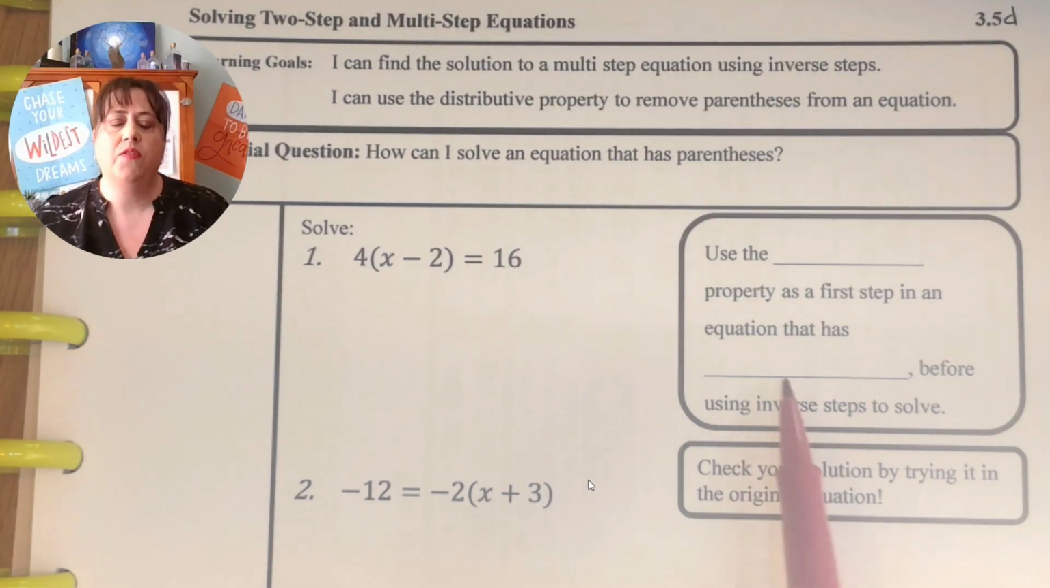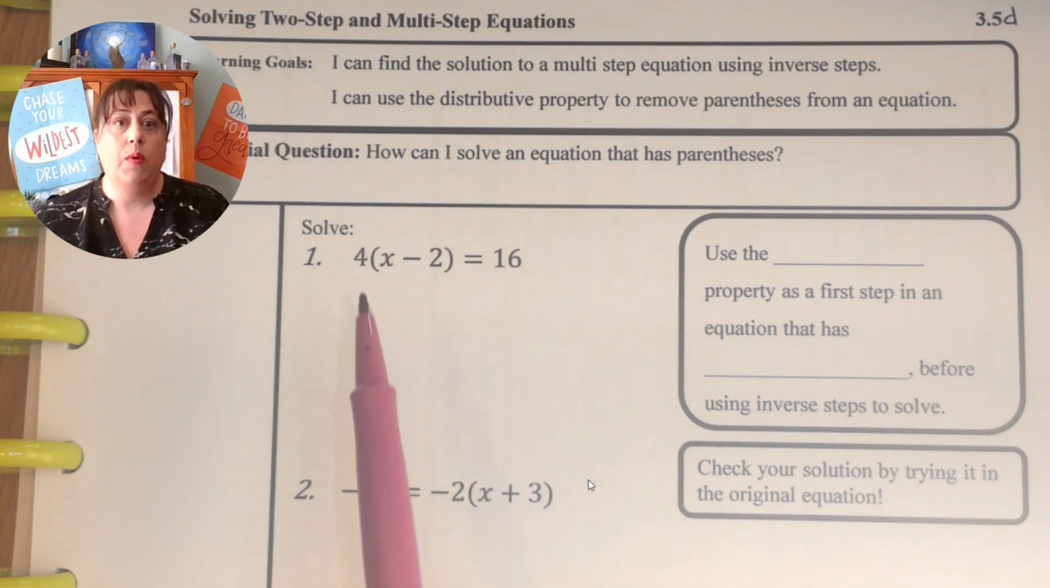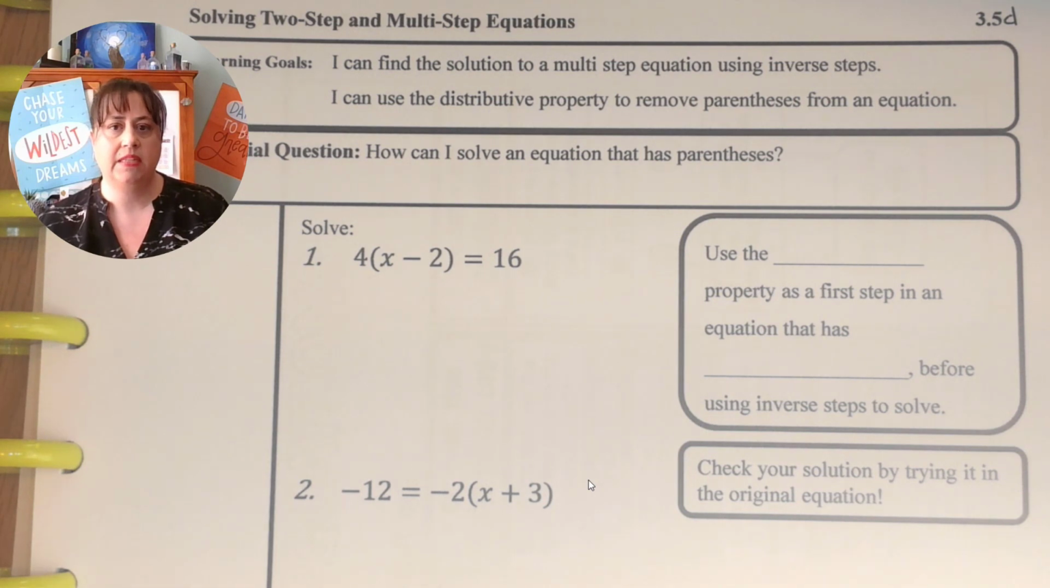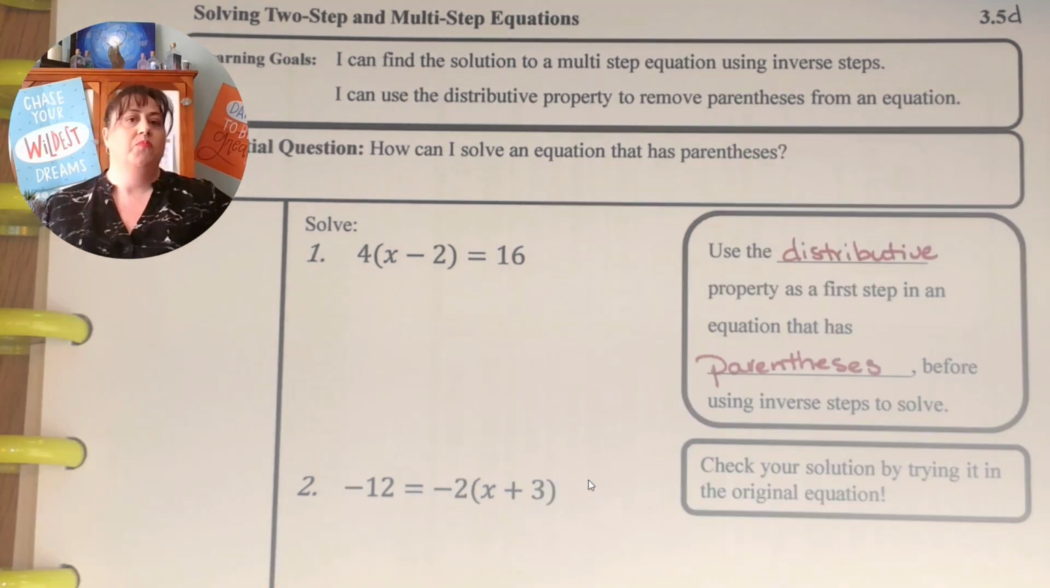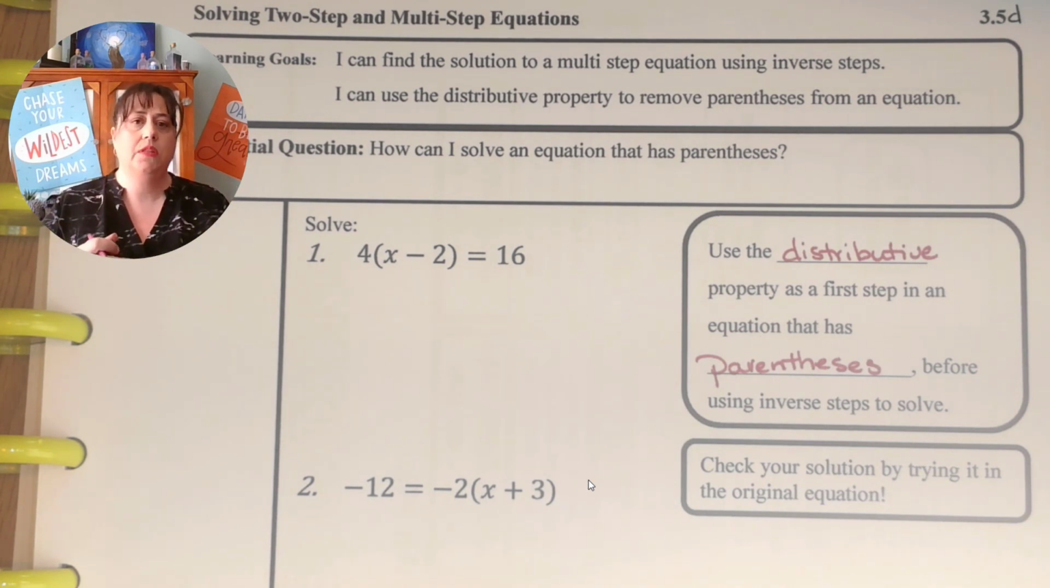So we're going to start right here over in the corner where it says use the blank. When we have problems that look like this, we want to always simplify the expressions on both sides of the equal signs. So use the distributive property as a first step in an equation that has parentheses before using inverse steps to solve. If you remember back to distributive property, that means multiplying everything that's on the outside of the parentheses with everything that's on the inside of the parentheses.